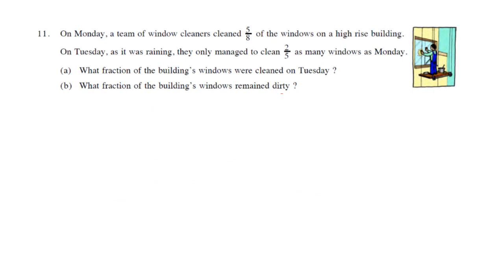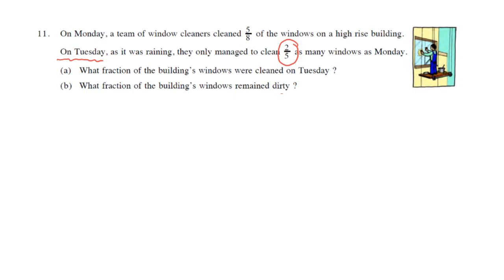Right, question 11. On Monday, a team of window cleaners cleaned 5/8 of the windows on a high-rise. On Tuesday, it was raining, and they only managed to clean 2/5 as many windows as Monday. So this is tricky in the sense that they try to connect these two fractions. So what fraction of the building's windows were cleaned on Tuesday? So on Tuesday, they cleaned 2/5 of the windows that they cleaned on Monday. Now, the windows that they cleaned on Monday was 5/8 of the windows.